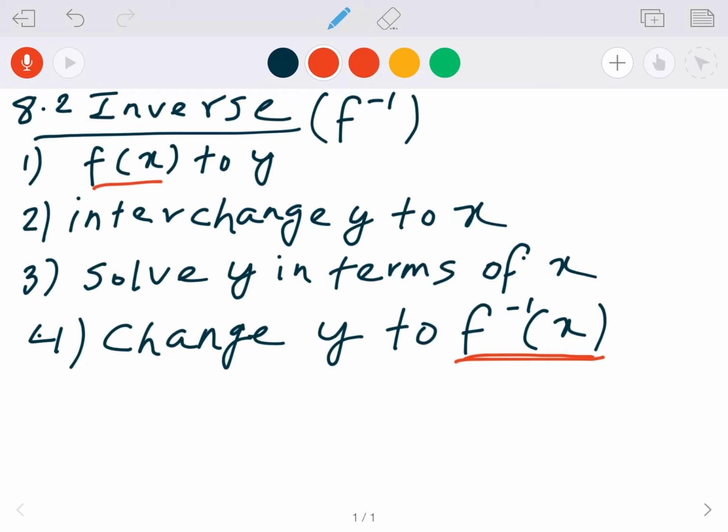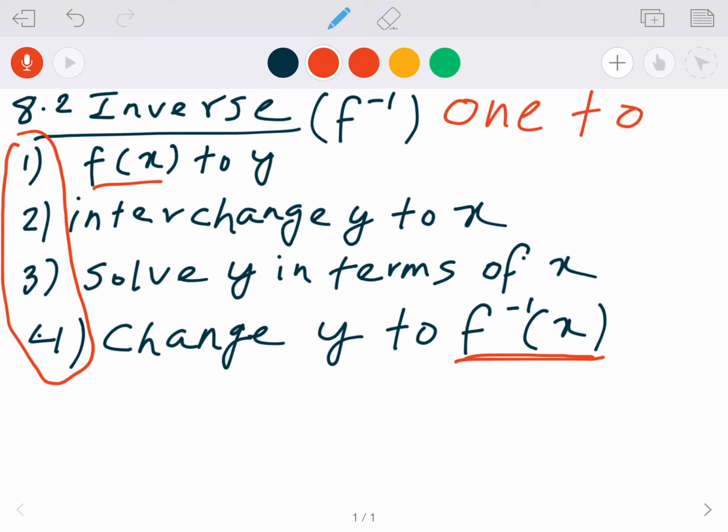So to find the inverse we are always going to follow these four steps. All right, always. But before we start following these four steps, we need to know if the given function is one-to-one or not. So the first thing we need to find is one-to-one. All right. So let's see an example.